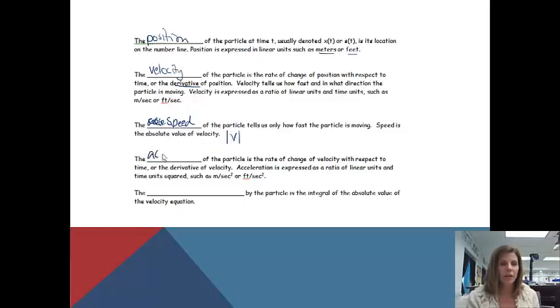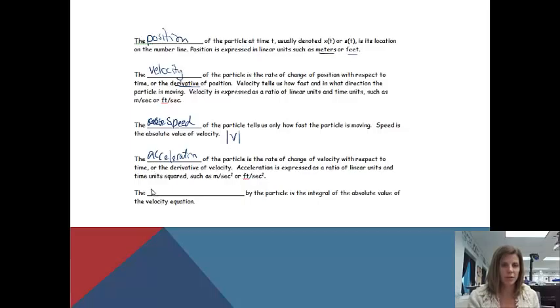Then the next one is the acceleration of a particle, which is the rate of change of velocity with respect to time, or the derivative of velocity, or the second derivative of position. Acceleration is expressed as a ratio of linear units and time units squared, such as meters per second squared or feet per second squared. So that's all stuff basically you've had before.